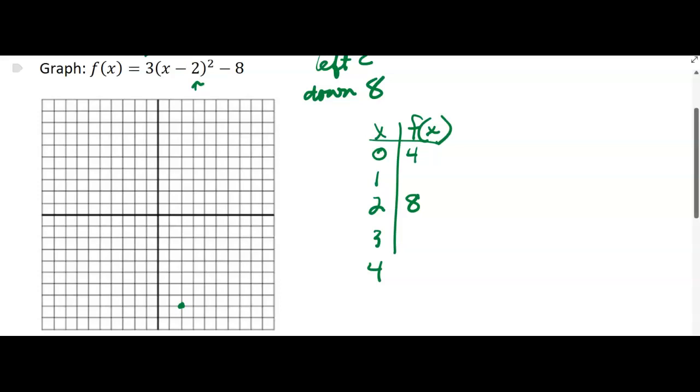Now we put in the 1. 1 minus 2 is negative 1. Negative 1 squared is 1. 1 times 3 is 3. 3 minus 8 is negative 5. So you do that and you work it out. We know that it'll be symmetric. So we know there's a point at 0, 4. We know there's a point at 1, negative 5.